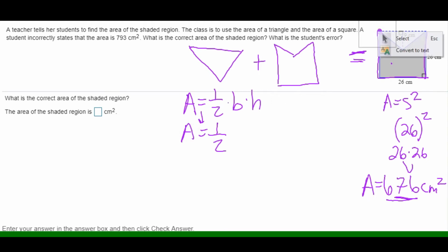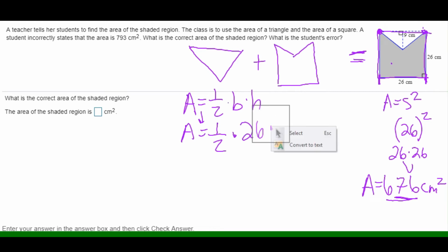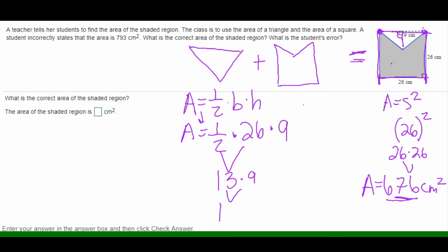The base is going to go from here to here, which is 9 centimeters, and then the height, from here to here, which is 26. From here to here is 26 because it's parallel to the bottom, which is 26. So times 26 centimeters times the height, which is the right angle, 9 centimeters. Half of 26 is 13, times 9 is 117.